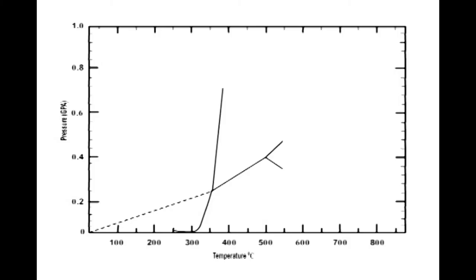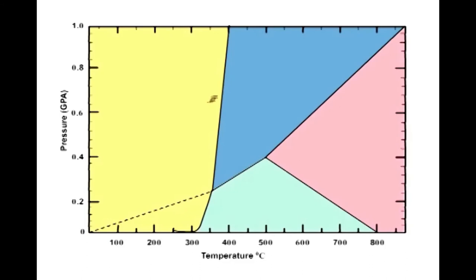595 degree centigrade, 6.5 kilobar. Richardson et al. in 1968 found the triple point at 620 degree centigrade, 5 kilobar. Newton in 1966 found the triple point at 500 degree centigrade, 4 kilobar. Holdaway in 1975 found the triple point at 501 degree centigrade, 3.76 kilobar.